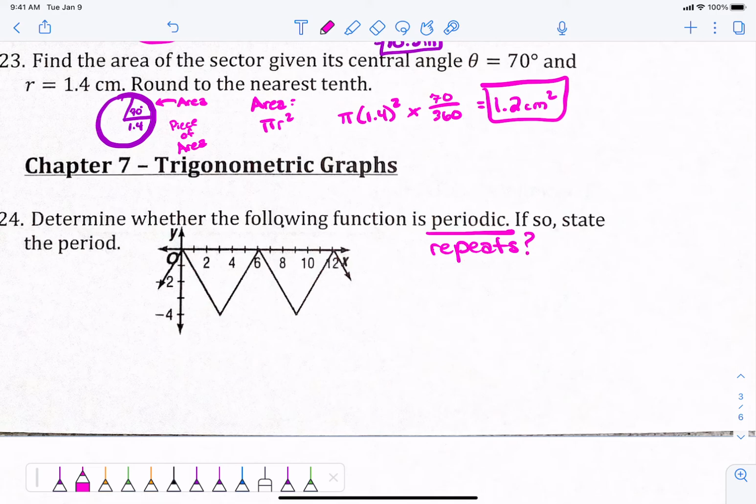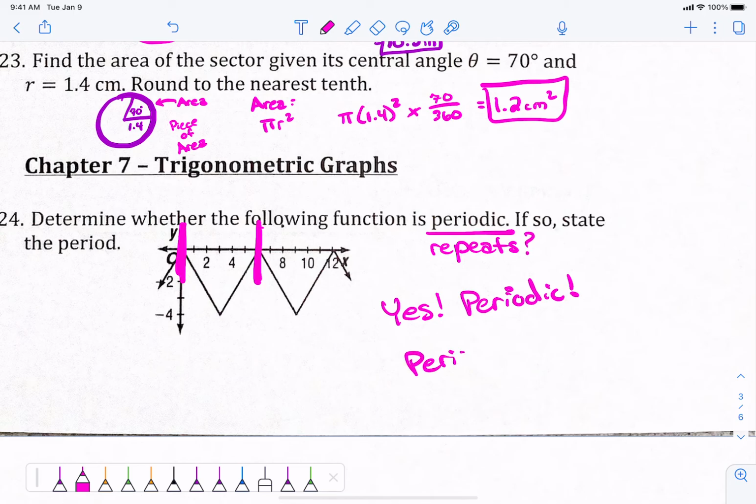Okay, so does this thing repeat? Yes, like this is one chunk right here. So yes, it is periodic. It has a chunk that repeats. If so, state the period. So how wide is it? 6. Yeah, period equals 6. It's not 6 pi, it's just 6 units, I guess, if you want to have a unit on the end there.